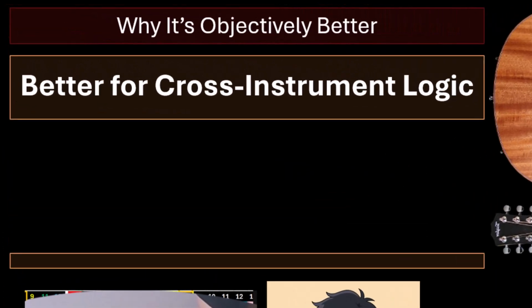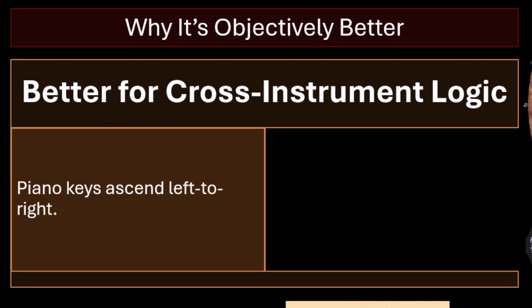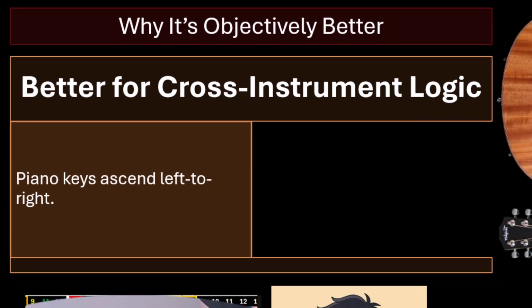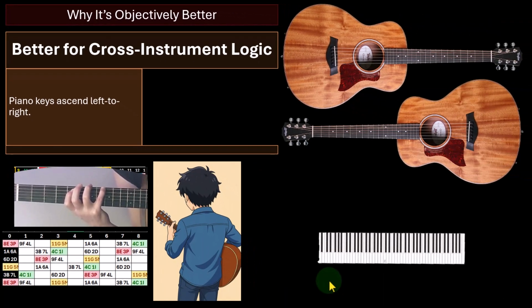Okay, so it's better for cross-instrument logic: piano keys ascend left to right. When you're on a piano, also notice that a lot of music theory is built on the concept of the piano. Even many people that teach guitar can't resist going back to the piano. I'm even doing it sometimes, and I never played the piano, right? But it's obviously listed out left to right. That's one of the beautiful things about the piano: it's all on one string.